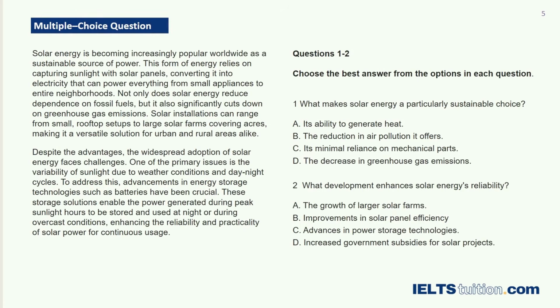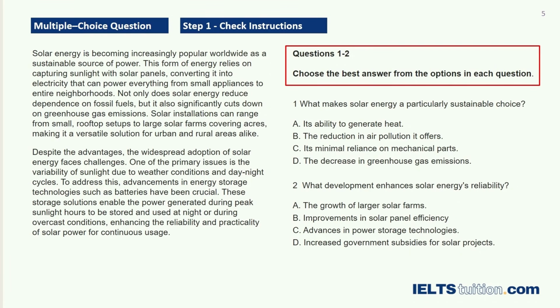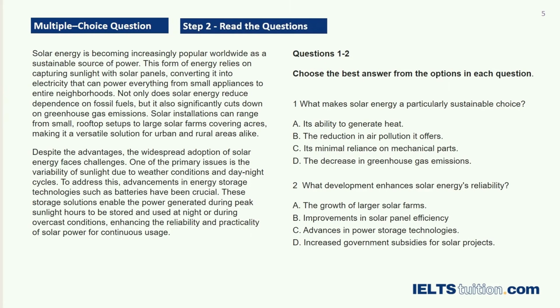Let's apply the method to a multiple choice question. Step number 1 is to check instructions. In this case, the instruction says to choose the best answer from the options in each question. This instruction is straightforward and clear. Step number 2 is to read the question.